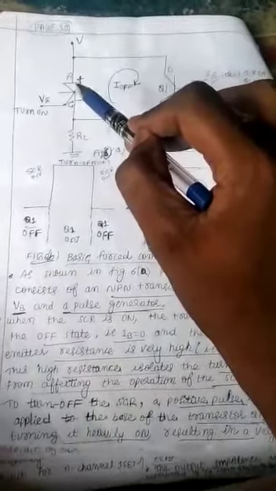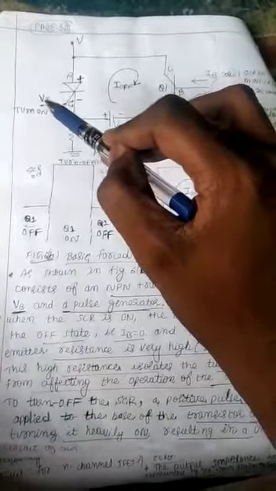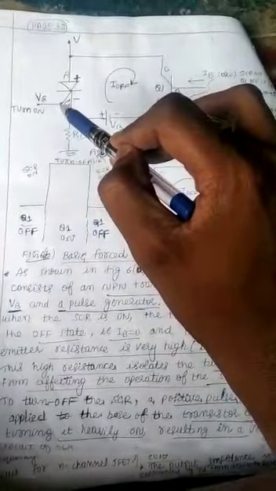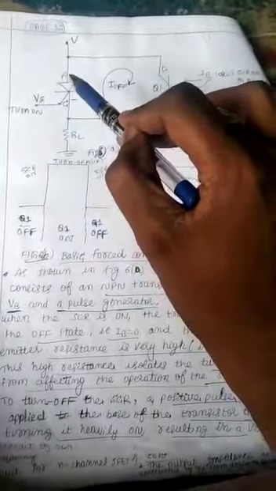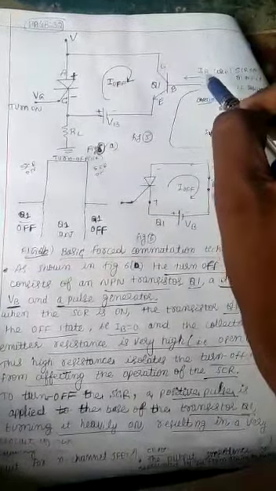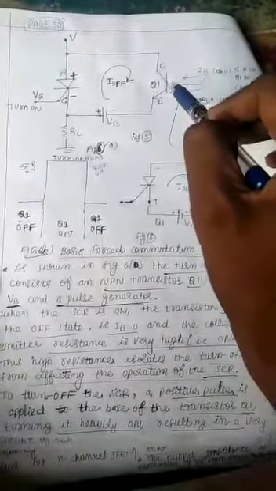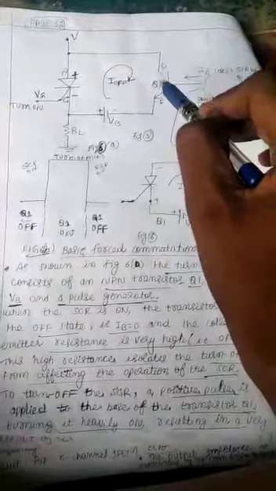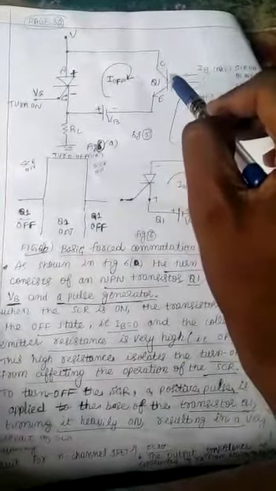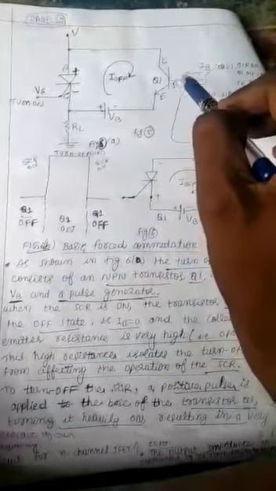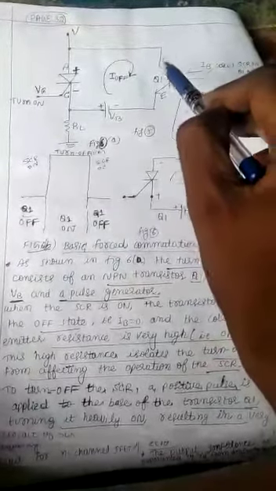So the current is flowing from anode to cathode. At the same time, you assume that you are applying a certain magnitude of gate voltage. At that time, you assume that you are not applying any base current. If base current is 0, then the current won't flow from collector to emitter. Then there will be an infinite resistance between collector and emitter, and it will be an open circuit. That's what I had written here.